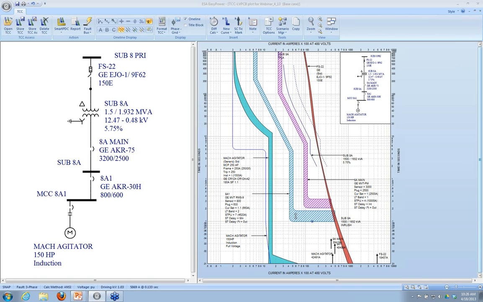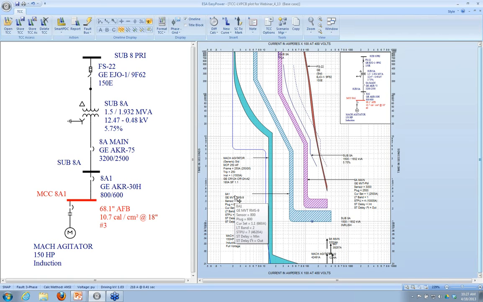What's the downside of not having instantaneous? Well, it's slower clearing times, right? In this era right now, we're thinking about arc flash quite a bit. So if I do an arc flash calculation for this bus, I get 10.7 calories. So that's my trade-off. If I have instantaneous, it's going to be much less than that.